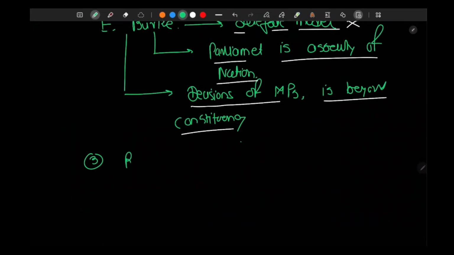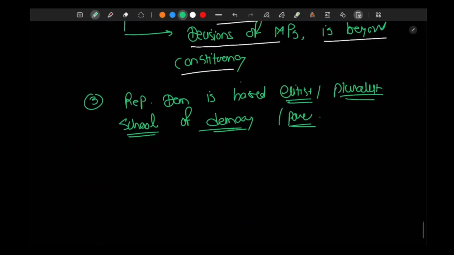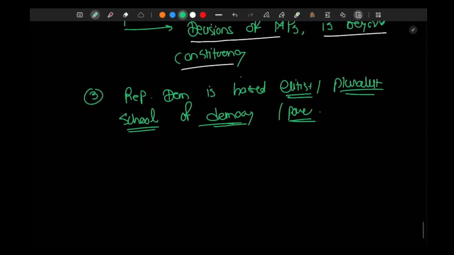The third assumption is that the representative democracy model is based on the elitist or pluralist school of democracy or power. It is based on the elitist or pluralist school of democracy or power. We'll start with the elitist school of power, or elitist theory of power. Before that, I can explain one more thing.